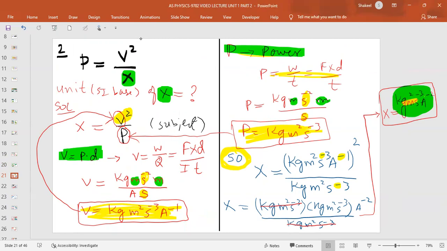You have to use the same method. First, make X the subject, then work out the units of power and voltage, which I have done. For voltage, it is done over here, and for power, it is done over here. And then you put both the values in the formula to simplify it. So pause the video and solve it yourself, and then look for the solution, which is shown in this slide.